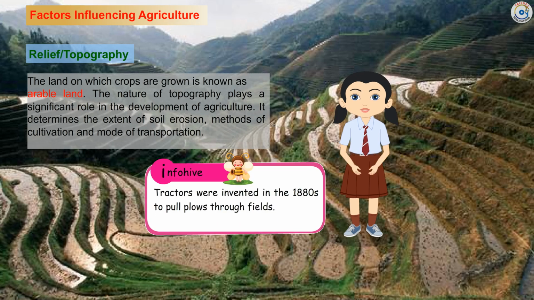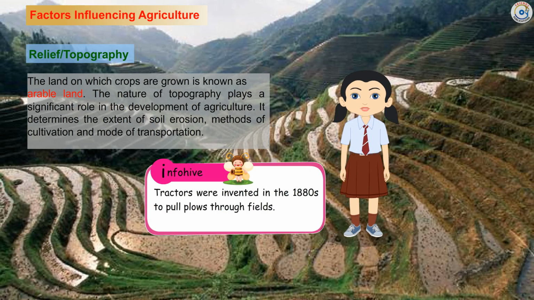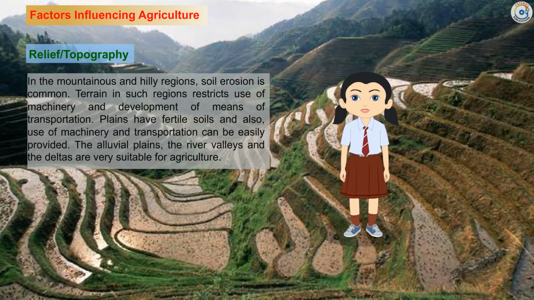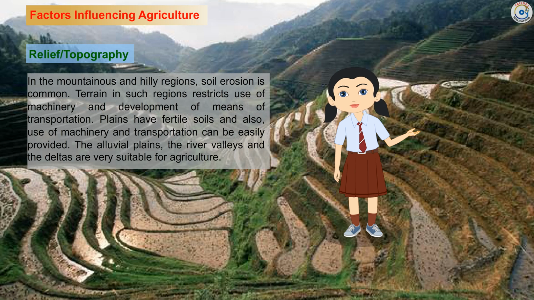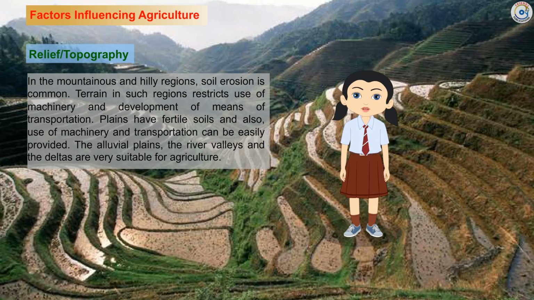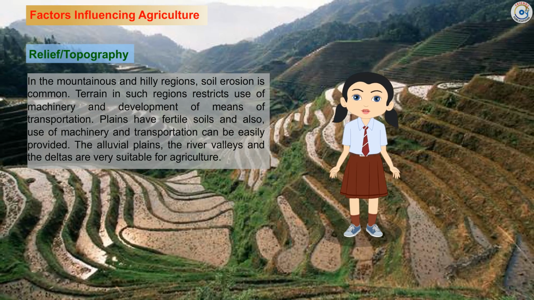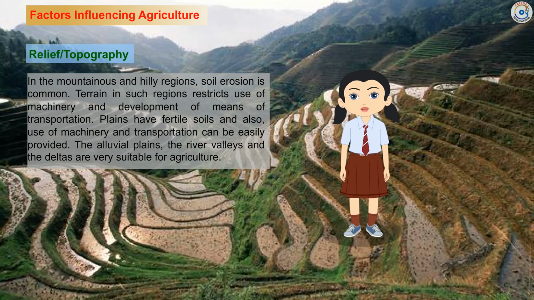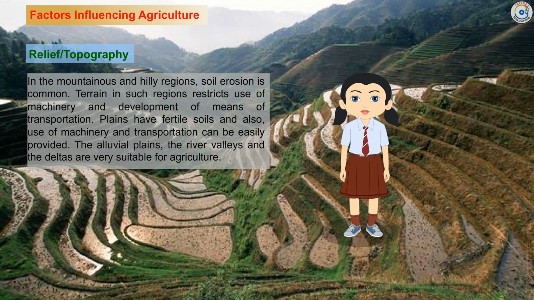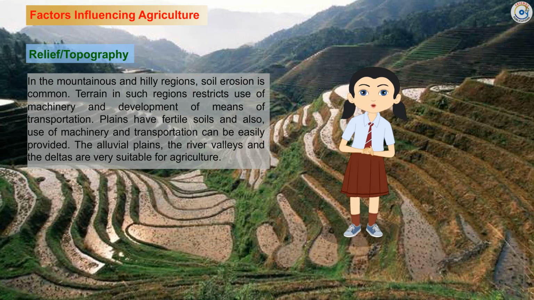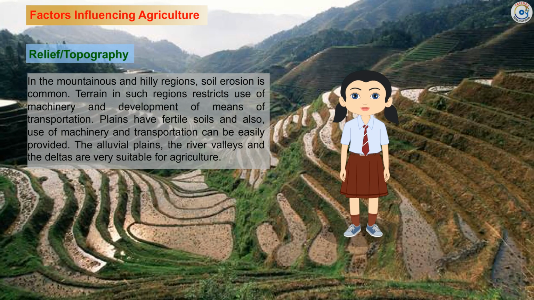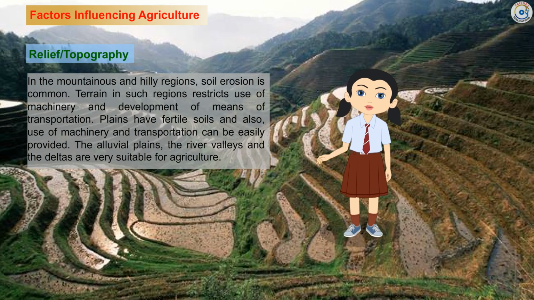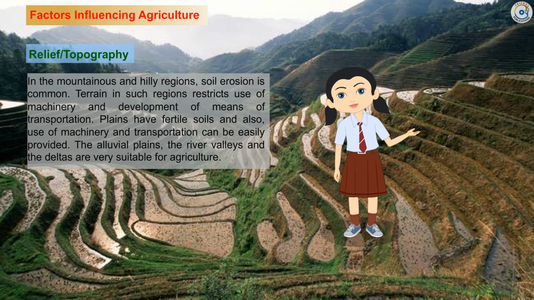Info Hive. Tractors were invented in 1880s to pull plows through fields. In the mountainous and hilly regions, soil erosion is common. Terrain in such regions restricts use of machinery and development of means of transportation. Plains have fertile soils and also use of machinery and transportation can be easily provided. The alluvial plains, the river valleys, the deltas are very suitable for agriculture.